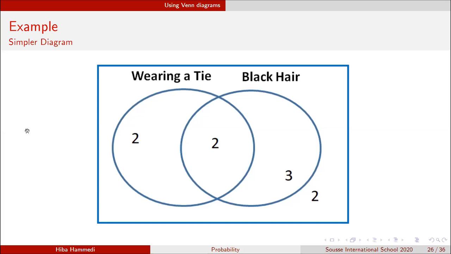Having a Venn diagram like that is very helpful, because it will get you the answer directly. I know that I just have 2 people that are wearing a tie, but they don't have black hair. So the probability of picking a person from that group will be 2 over the sum of all these people. So 2 plus 2 plus 3 plus 2, which is 9. So 2/9 is the probability of picking a person wearing a tie but who doesn't have black hair.